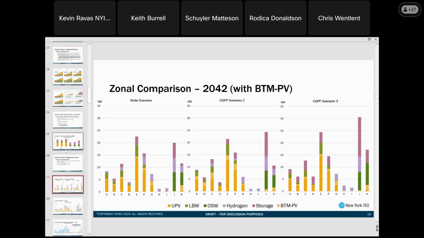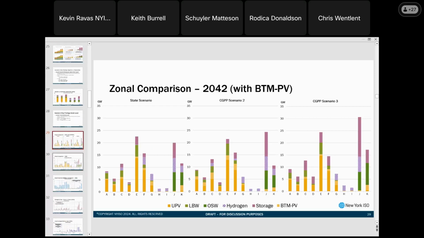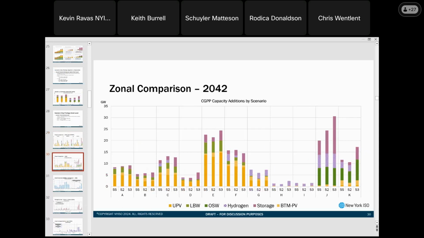I think the next slide I have helps do that comparison more directly. So we have the different zones, and then state scenario is double S here, and S2 and S3. So now we can more easily compare what's happening on a zonal level.